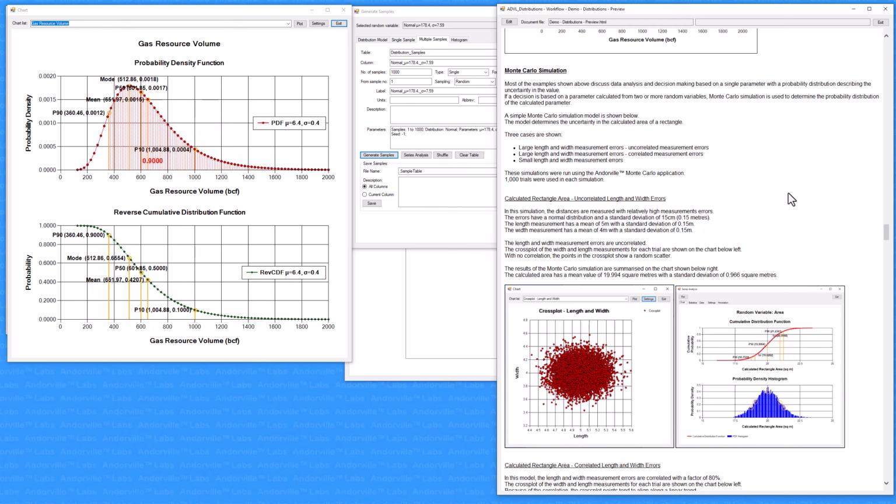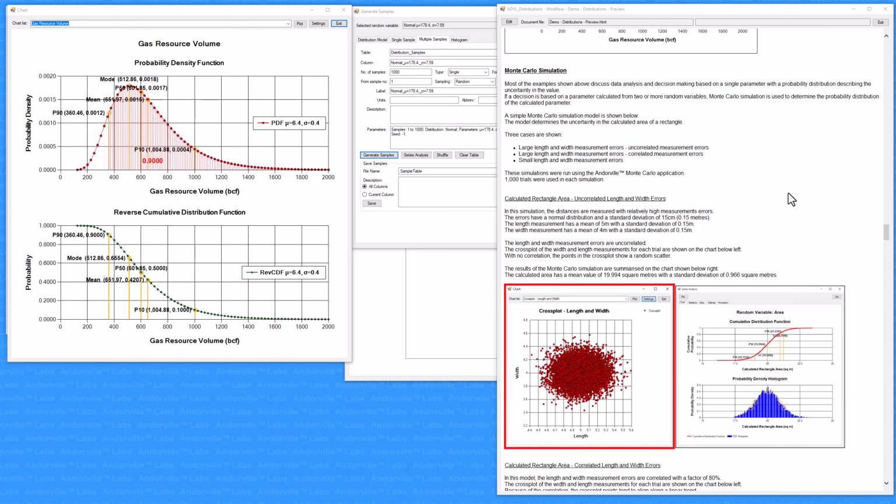In the first example, we calculate the rectangle area with uncorrelated length and width errors. In this simulation, the distances are measured with relatively high measurement errors. The errors have a normal distribution and a standard deviation of 15 centimetres or 0.15 metres. The length measurement has a mean of 5 metres with a standard deviation of 0.15 metres. The width measurement has a mean of 4 metres with a standard deviation of 0.15 metres. The length and width measurement errors are uncorrelated.